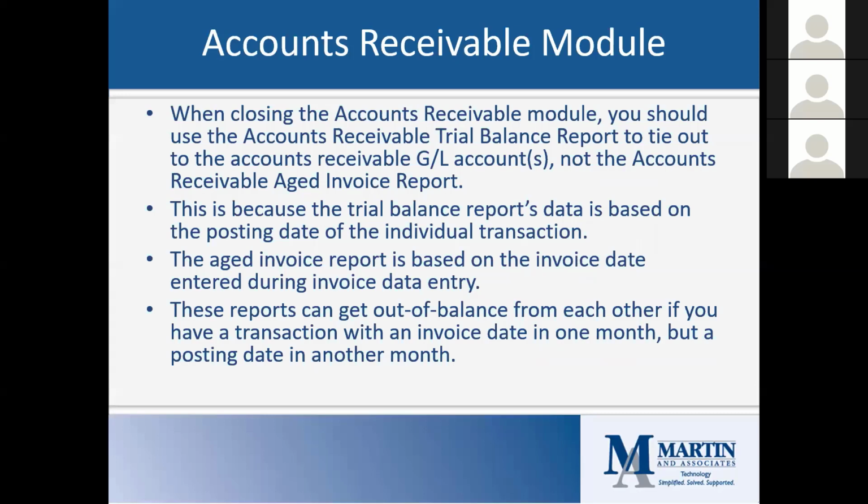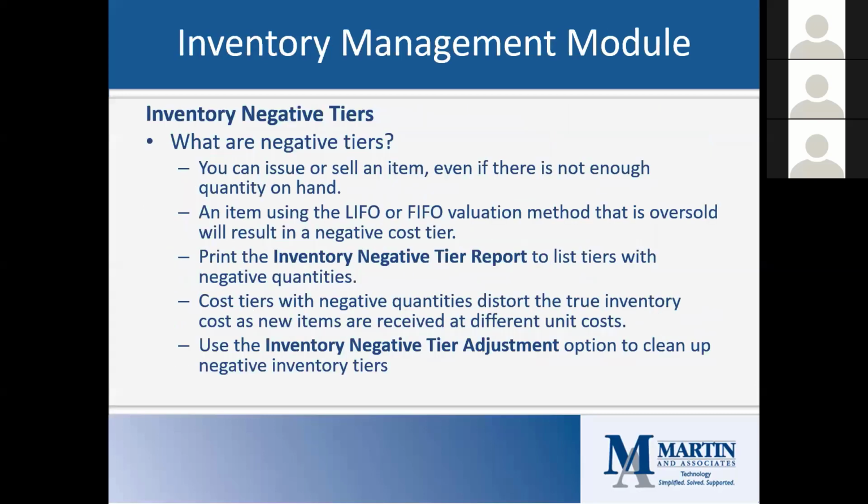So let's look at the distribution modules here a little bit. The big thing about the inventory management module that you want to pay attention to is what are called negative tiers. And what are negative tiers? Negative tiers are where you have an item that is either LIFO or FIFO, and you sold more items than what the system says were on hand. So you go into a negative costing tier out there.